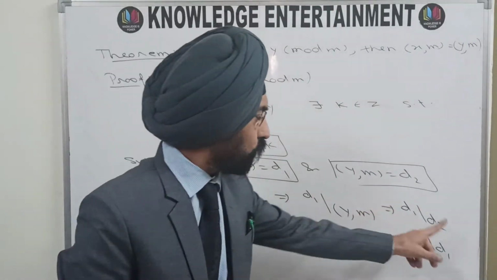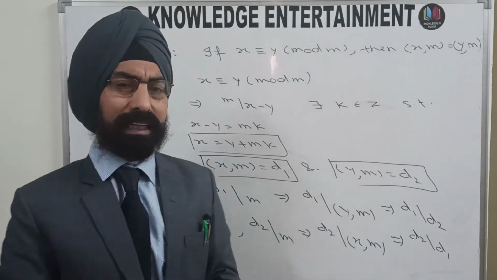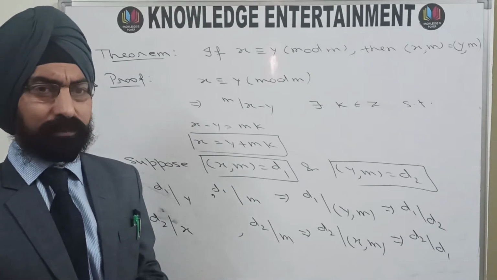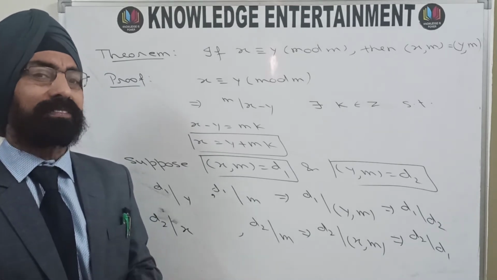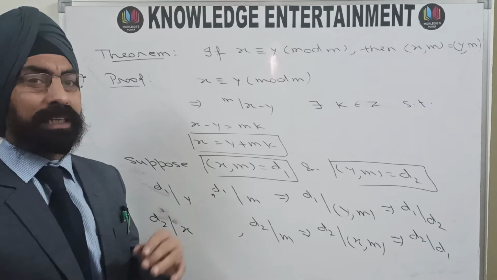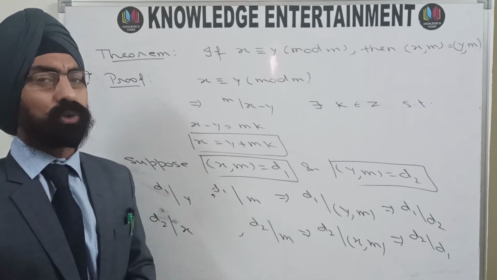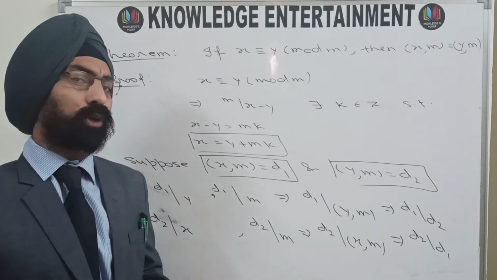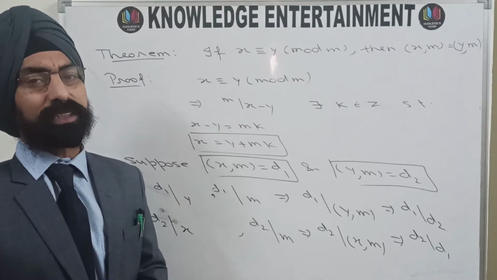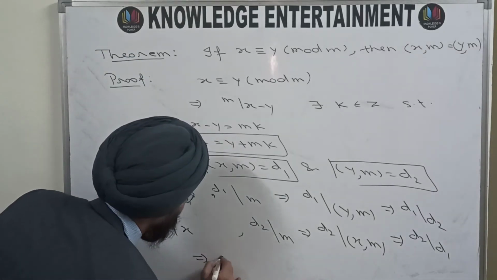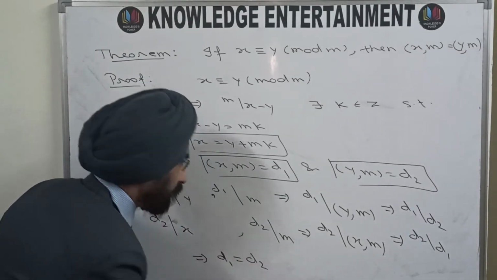d1 divides d2 and d2 divides d1. That means d1 and d2 are associates. That means they are either the same or negative of each other. But negative they can't be. Why? Because d1 and d2 are both GCDs. d1 is the GCD of x and m, d2 is the GCD of y and m. So d1 is positive, d2 is positive. If two numbers are associates and both are positive, it directly means that they are the same. So d1 is equal to d2.